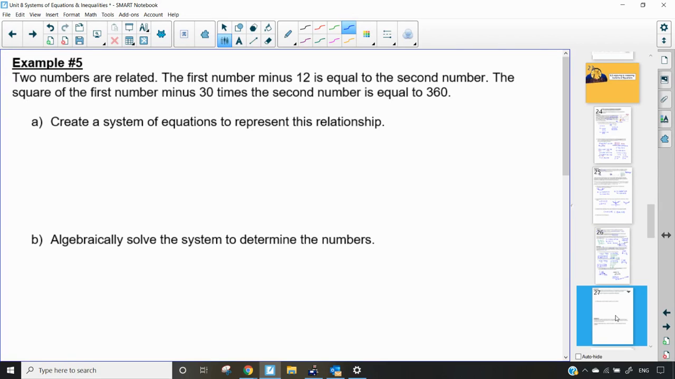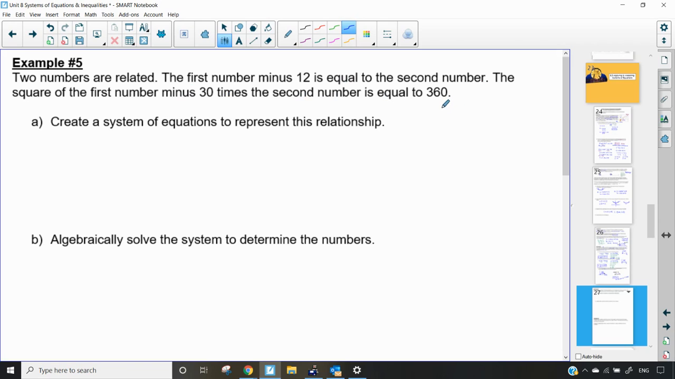Okay, now we're going to take a look at two more examples here. Both of these are number problems. You've solved problems like this multiple times before. The only difference between what we did in grade 10 and what we're doing now is that we have some quadratics involved, but essentially we're going to build our equations and find our intersection points. So starting off with the first question here, we're told that two numbers are related. The first number, minus 12, is equal to the second number, and the square of the first number minus 30 times the second number is equal to 360.